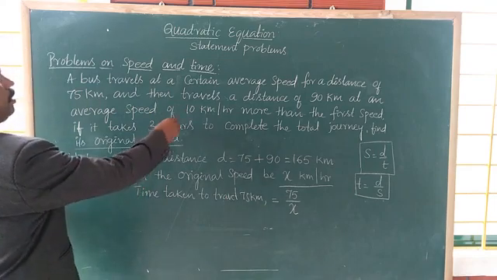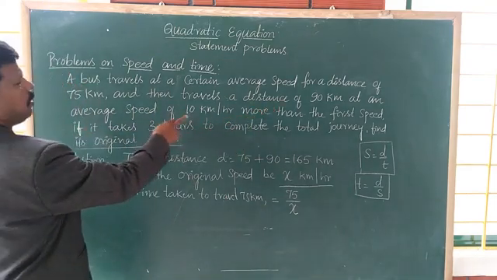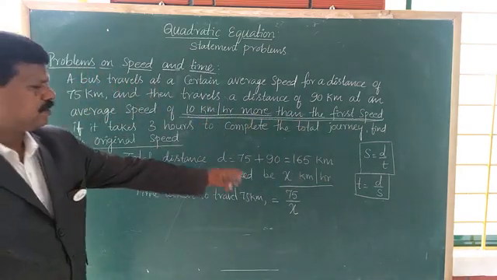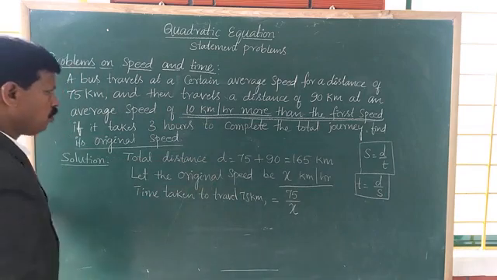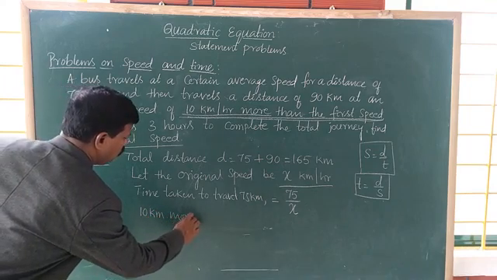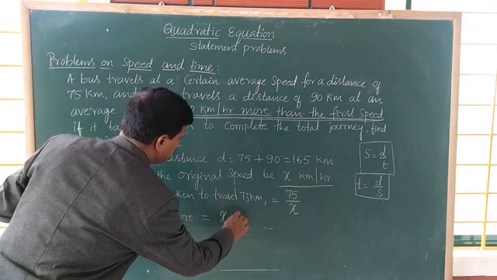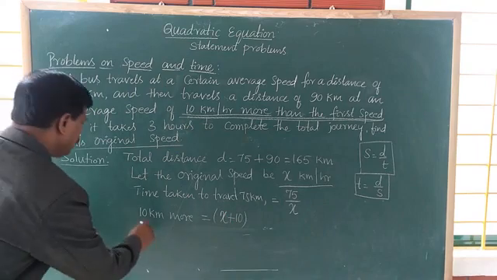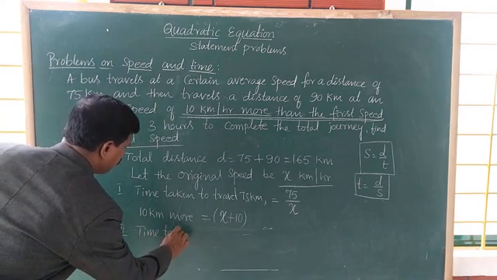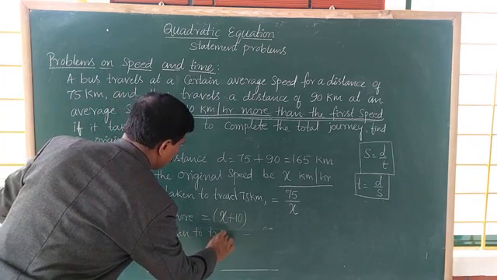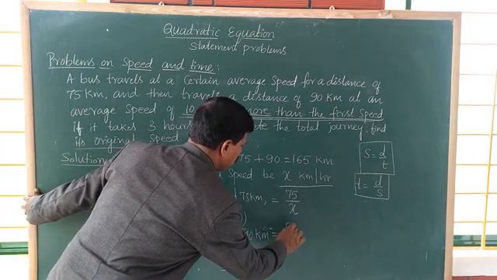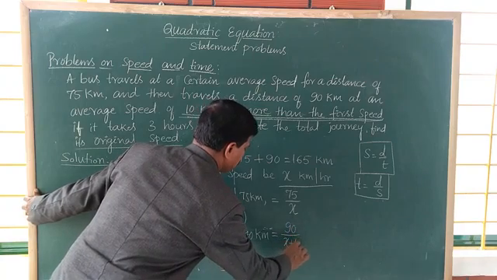Now the second one: the distance of 90 km at an average speed of 10 km per hour more than the first speed. Here the first speed is x that we have taken. So 10 km per hour more is x plus 10. Then the time taken to travel 90 kilometers is equal to 90 by x plus 10.